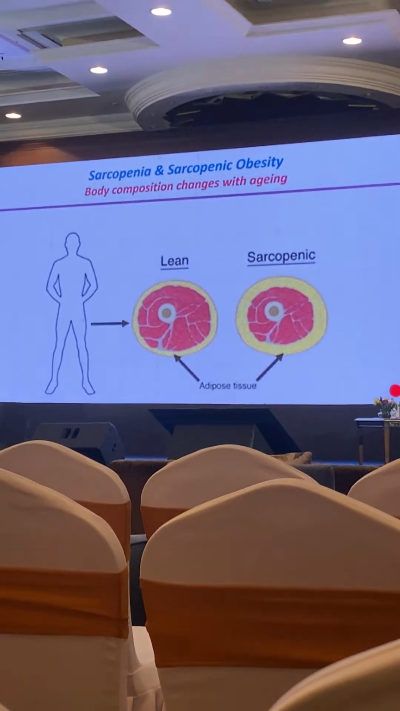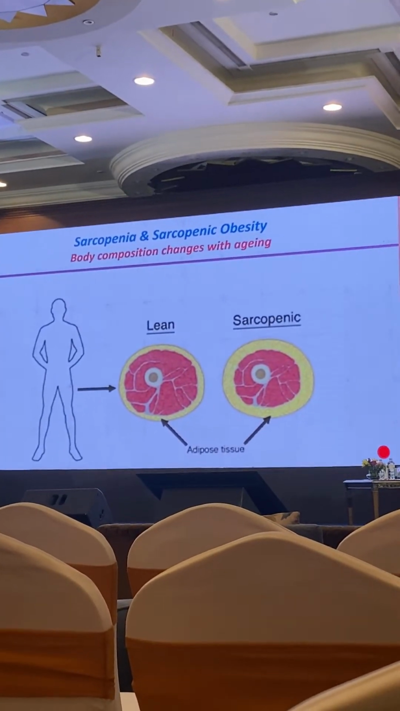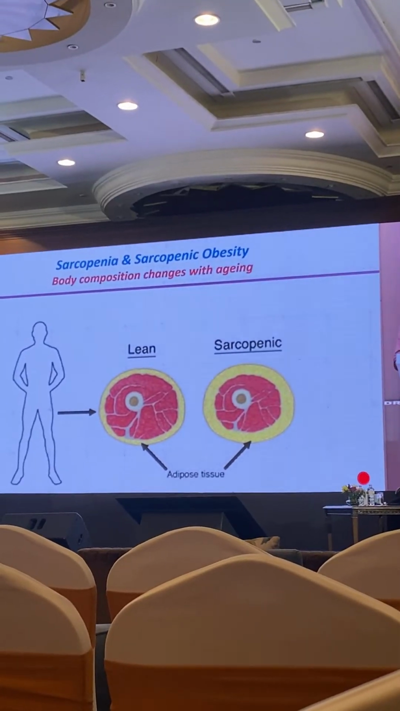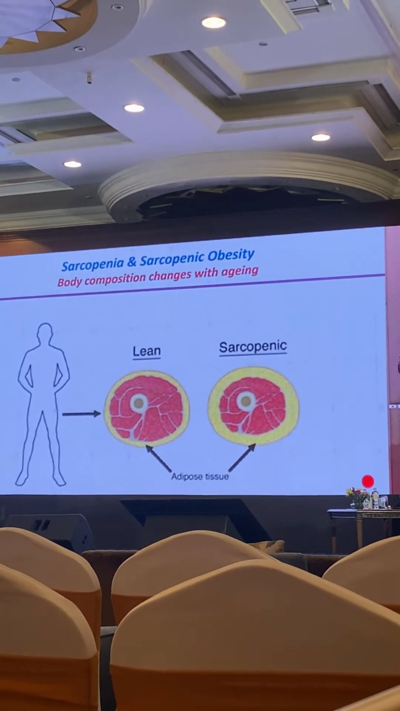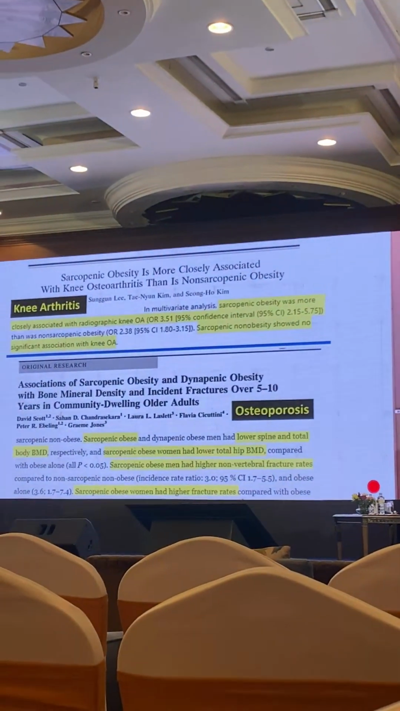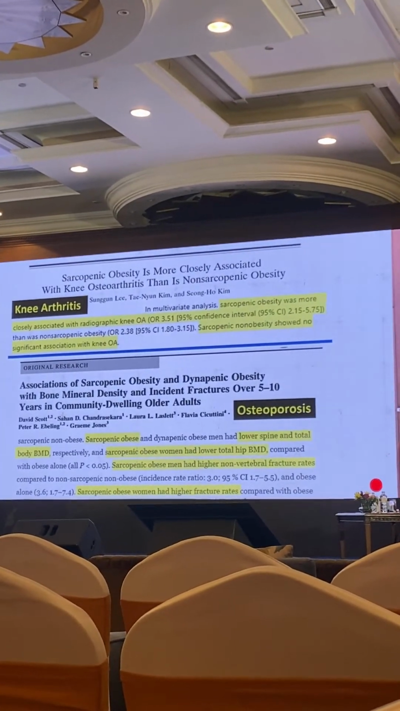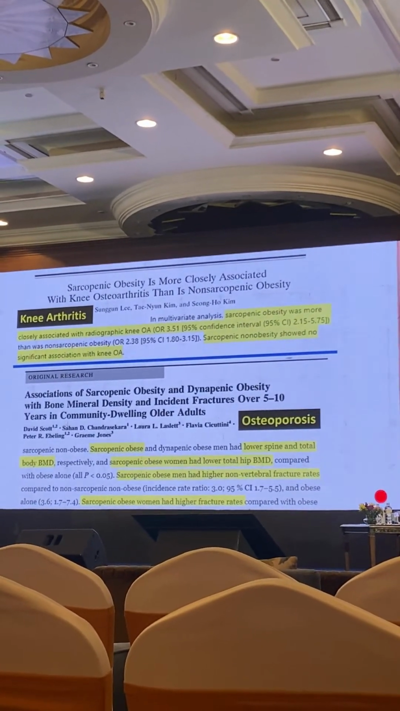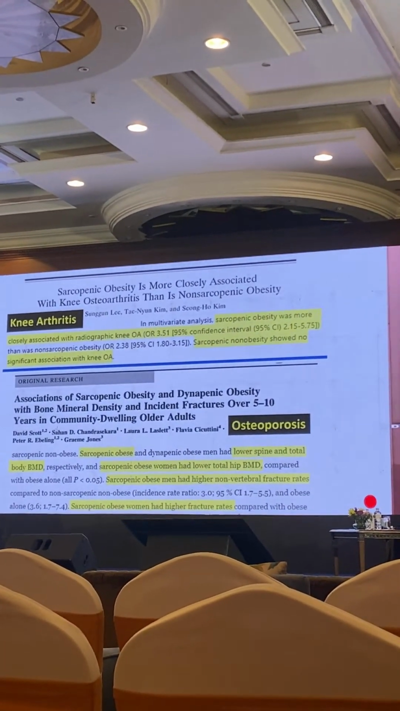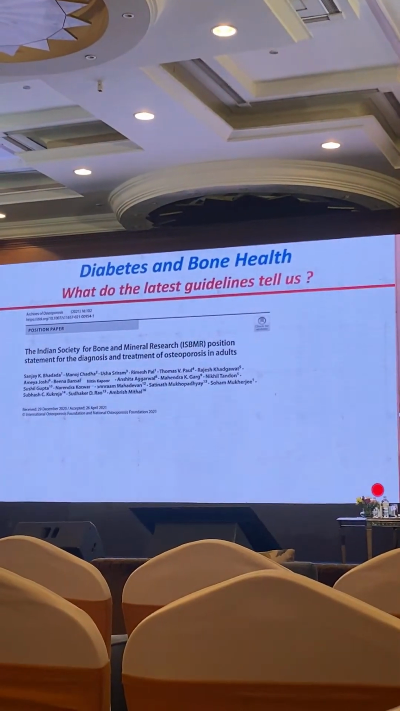Yes, so we know that when we speak about obesity, sarcopenic obesity is another important entity which we commonly see. Sarcopenia is especially relevant in the context of bone health because poorer muscle, when we have sarcopenia, leads to falls and then fractures. This study showed, very interestingly, that sarcopenic obesity is more closely associated with knee osteoarthritis than non-sarcopenic obesity. So there's emerging data in this space as well. Sarcopenic obesity may have more bone-related complications compared to non-sarcopenic obesity.